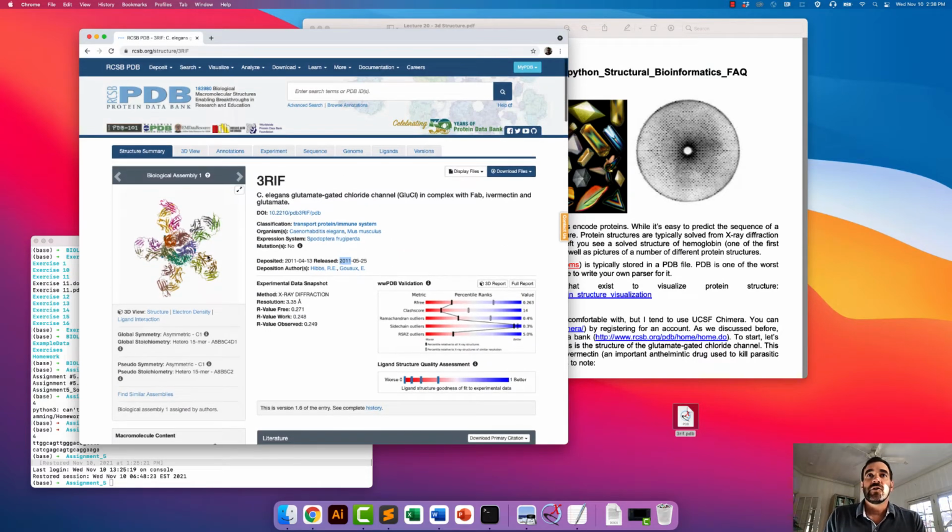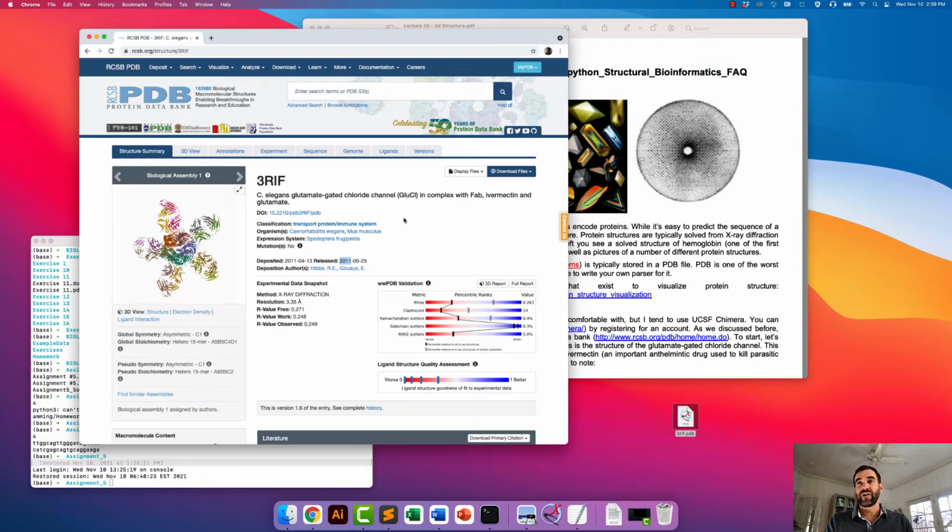So we can use this structure to study how exactly this protein works. This is useful because we can see what the physical structure of the channel looks like, and then we can see where the binding sites are: where does glutamate bind in order to let chloride in, and where does ivermectin bind in order to prevent that from happening.